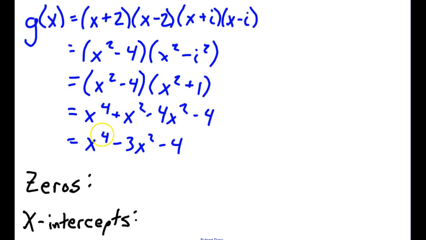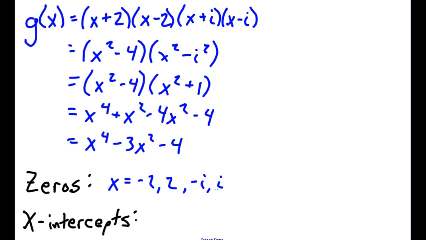We look at our degree. It's a degree 4, so according to the fundamental theorem of algebra, we're going to have 4 total zeros. If we set each of our factors equal to 0, we get x equals -2, +2, -i, and a positive i. Those are the 4 zeros for this function g of x.